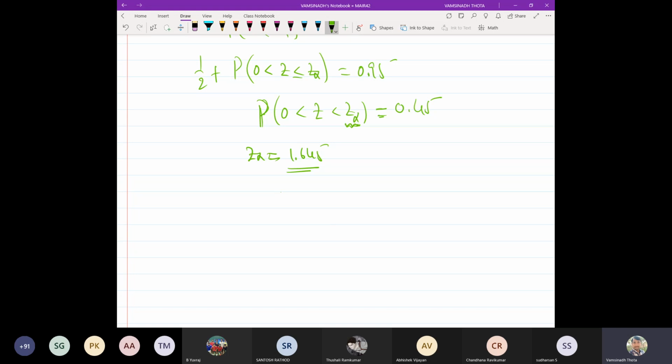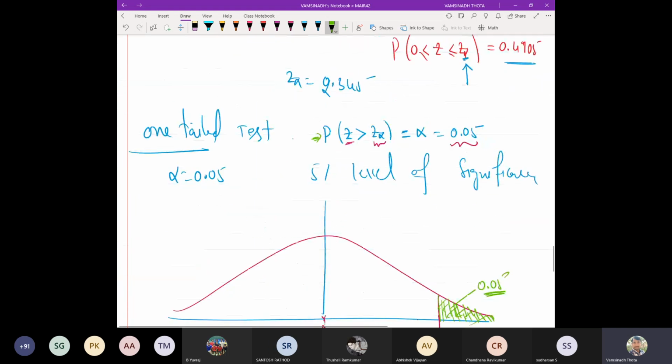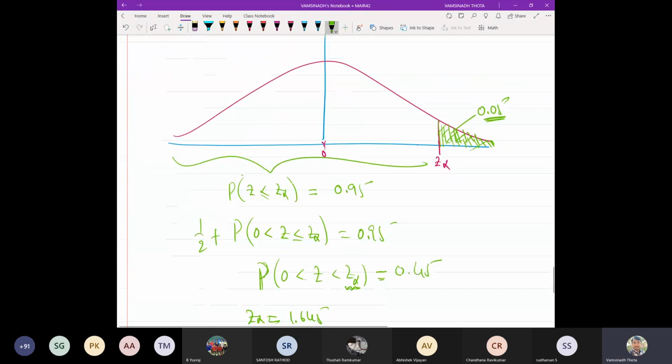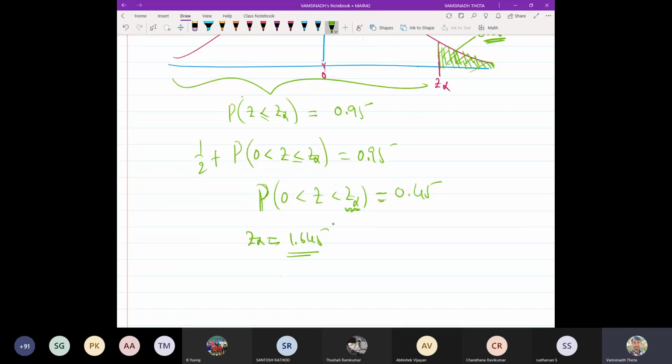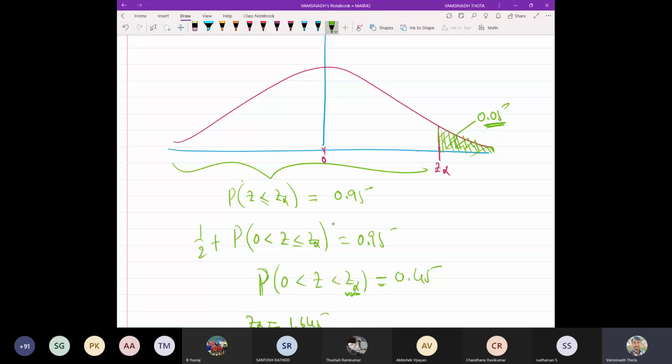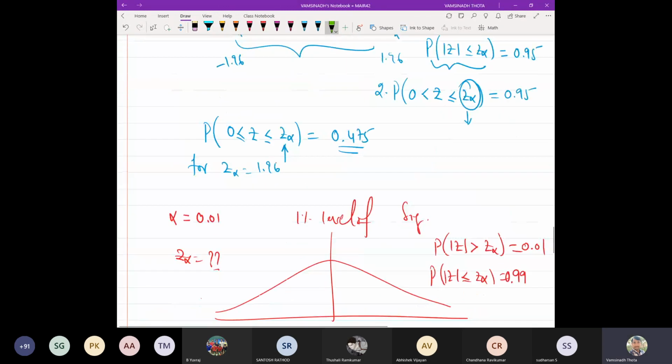So it is for a one-tailed test at the 5% level of significance, that is alpha is equal to 0.05. This is the critical value when the test statistic follows the standard normal distribution. Whatever the normal distribution is, the concept is the same. This is what you need to understand. That is about how to get the critical values.